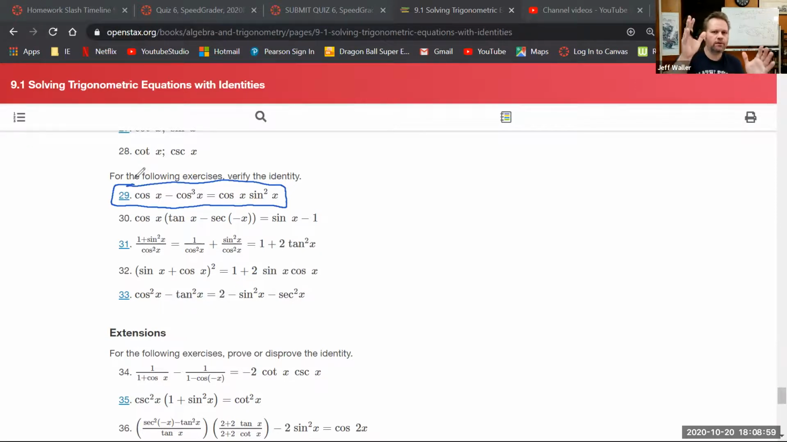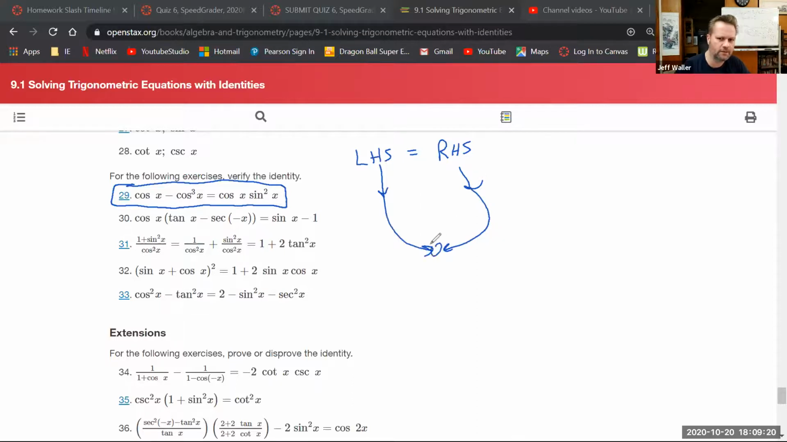So it doesn't really matter which side you work on, and it doesn't matter if you work with both sides. So you've got this left-hand side, and you've got this right-hand side. I can work with this, and I can work with this, and my whole purpose is to try to make them become the same thing at the end. So I can work completely with one side and make it become the other side, or the other way, or I could work on this side and this side at the same time. I don't know if you guys even understand what I'm saying.